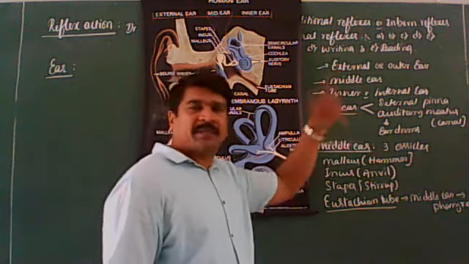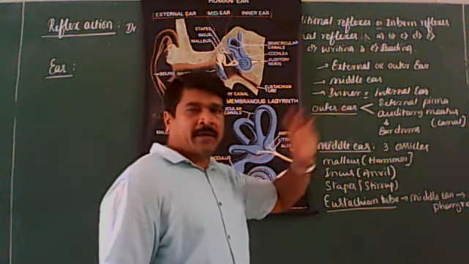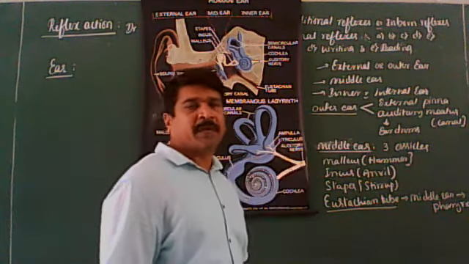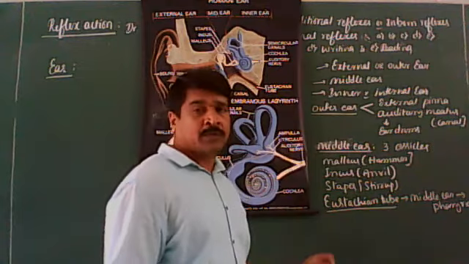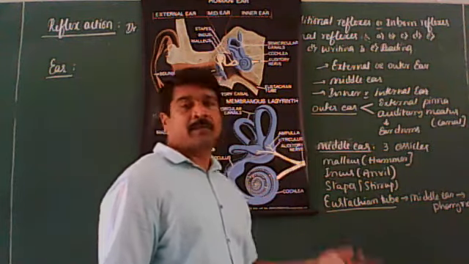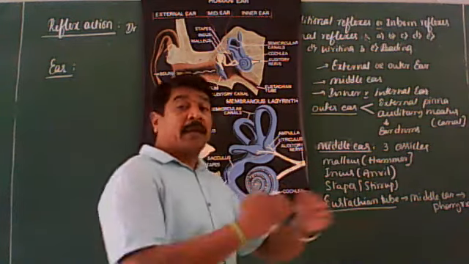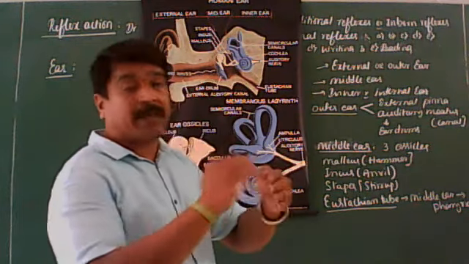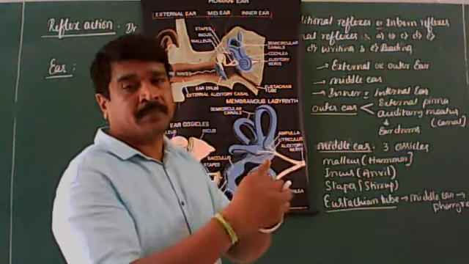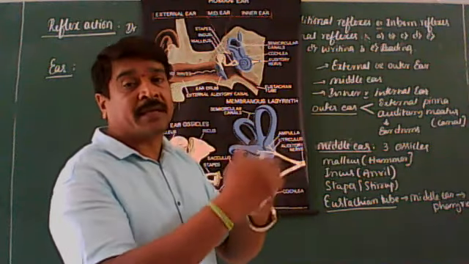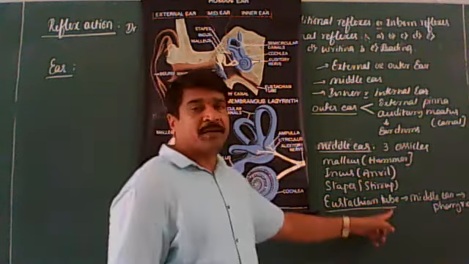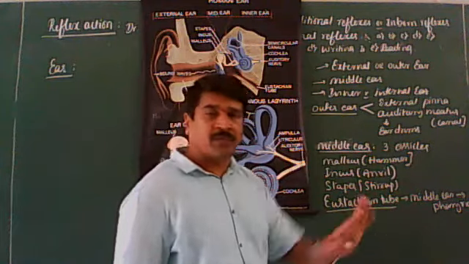Ossicles amplify the sound waves and direct them towards the tympanic membrane or eardrum. Suppose the noise is very high, this Eustachian tube equalizes the sound waves on either side of the eardrum. That is the function of the Eustachian tube. I think you are following me.